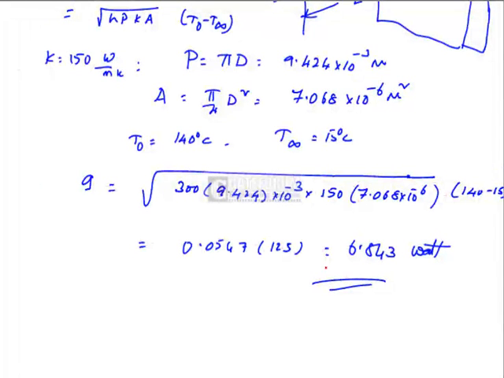That is case 1 in the fins analysis. Case 1 is infinitely long. Case 2 is fin tip insulated. Case 3 is fin is finite in length and loses heat by convection from its tip. That is case 3. Hence the problem.